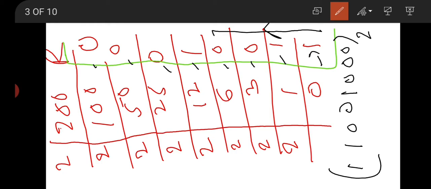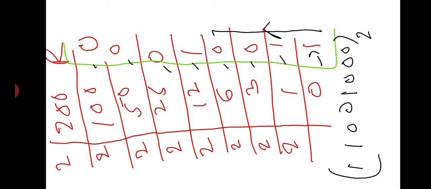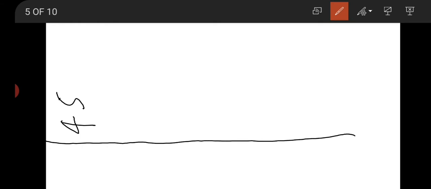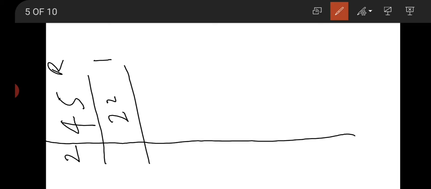So we have to convert a decimal number into binary by following this method. Let us see another example. Suppose we are going to find the binary equivalent of 45. First of all we have to divide it by 2 and put the remainder on this side. We divide 45 by 2, we get 22 and the remainder will be 1.